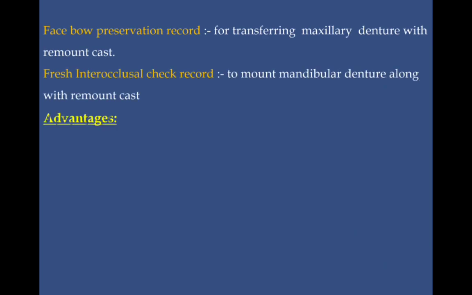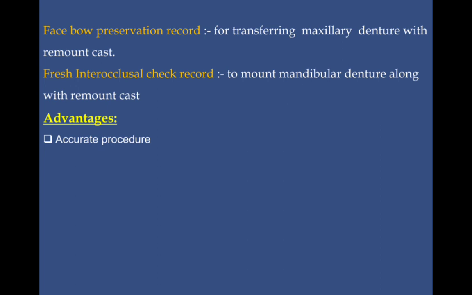Now you have the facebow preservation record. So you are going to transfer your maxillary denture with the remount cast onto the facebow preservation record, and you are going to mount the maxillary cast. So your fresh remount maxillary cast is now mounted on the articulator. For mounting the mandibular cast, we are going to take a fresh interocclusal check record.